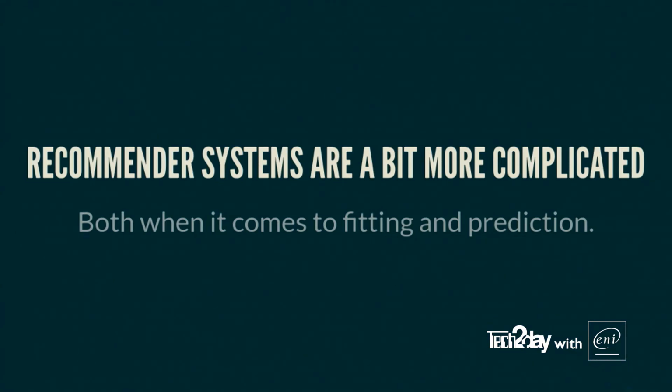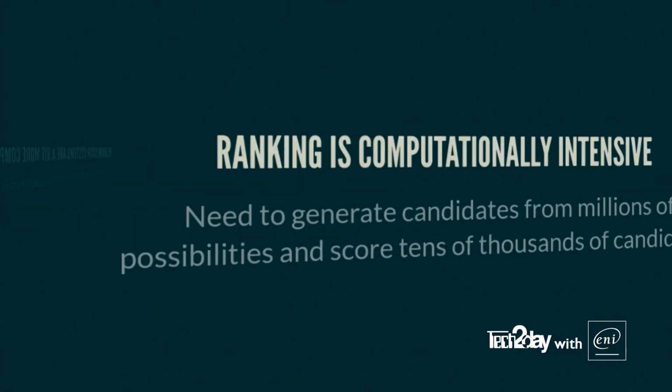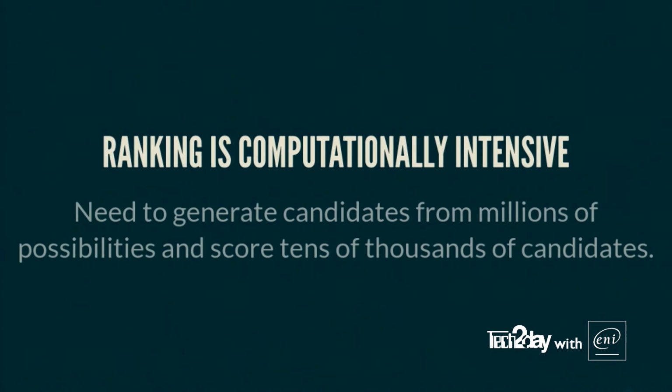If you try to do this with a recommender system, you are going to have a very bad time. And the reason for this is you're going to be scoring lots and lots and lots of items in the recommender system. It's not just one item at a time. It's tens of thousands or hundreds of thousands. And so ranking is computationally intensive. Let's say you have an e-commerce site or something like Pinterest where they have millions or tens of millions or hundreds of millions of items, and you want to recommend the most relevant or interesting pins. What you need to do is you need to score lots and lots of things. So you need to generate candidates from millions of possibilities and score tens of thousands of candidates.